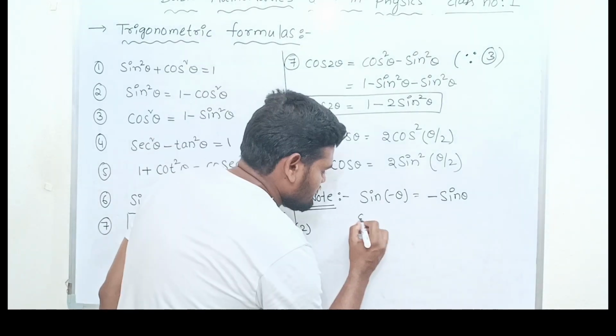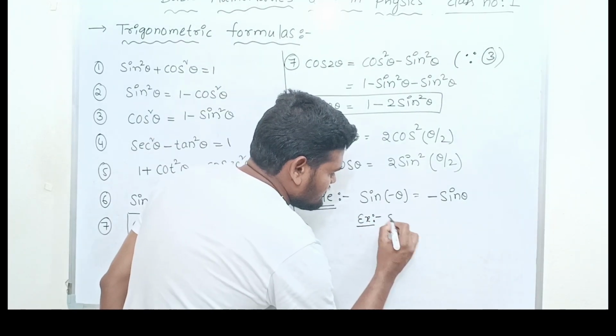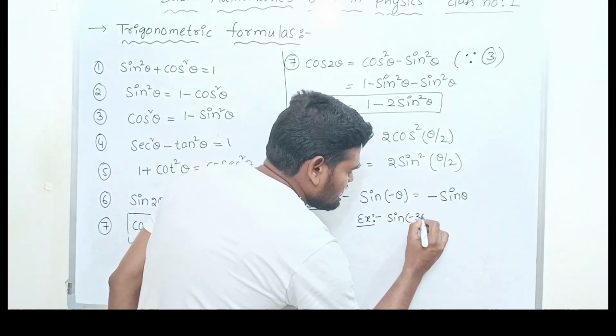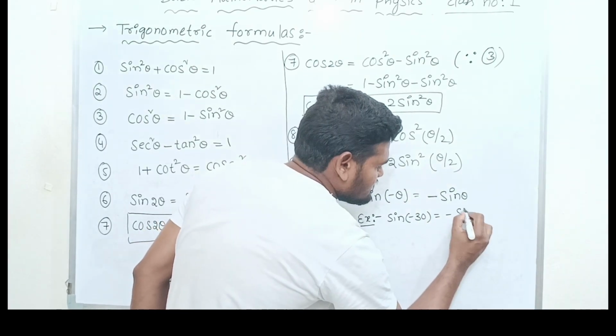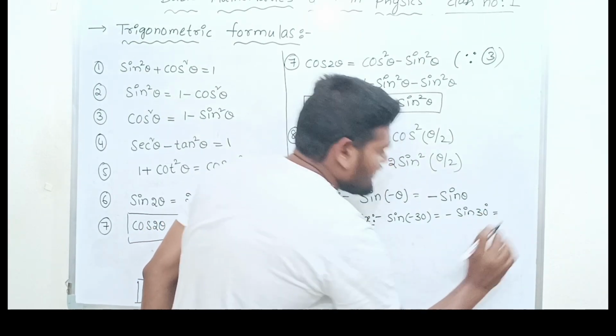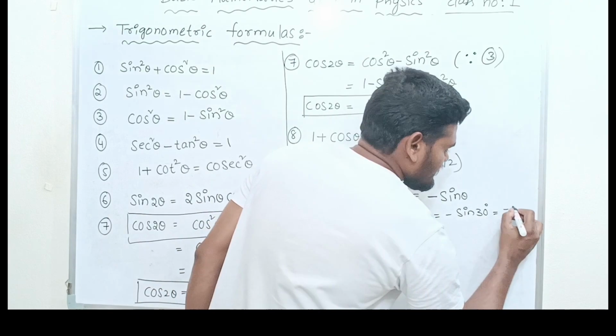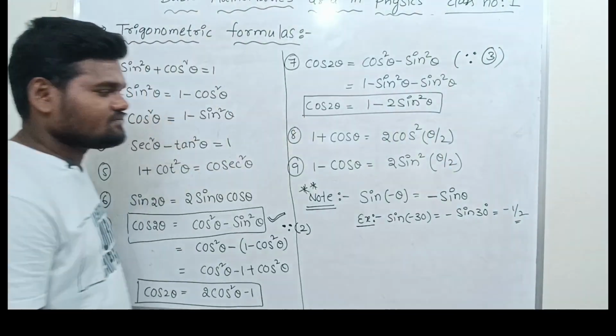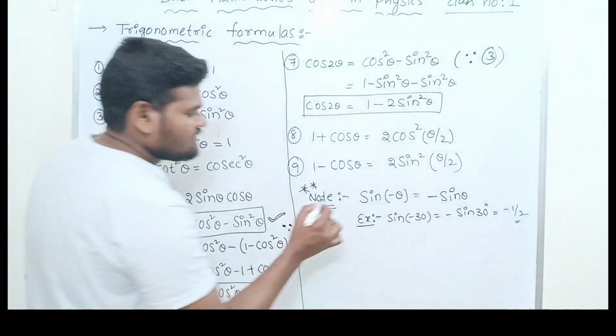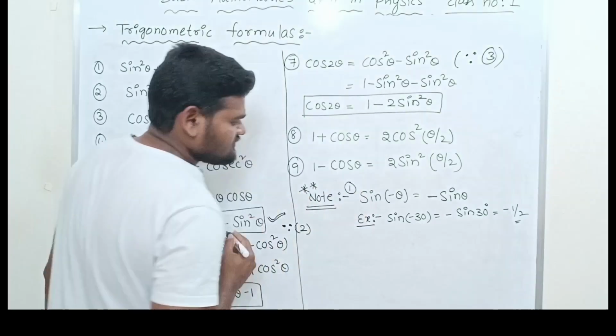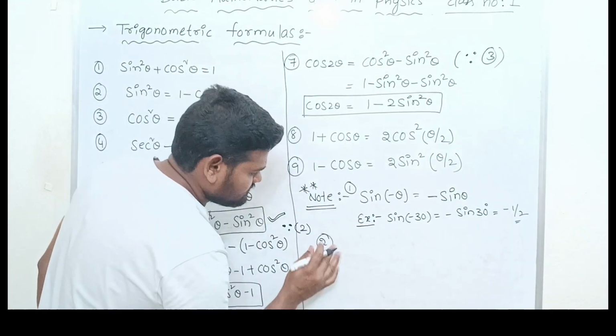I will give you one example. If the angle is like this, sin of minus 30 degrees, you will get minus sin 30 degrees. What is the value of minus sin 30? Minus 1 by 2. Are you getting? So let us say this is the first one.